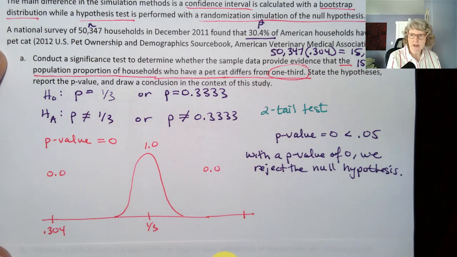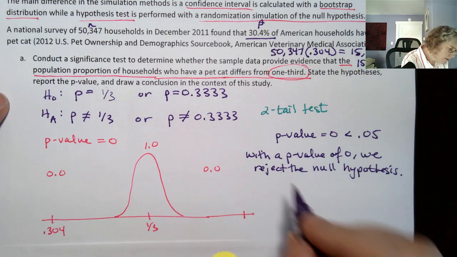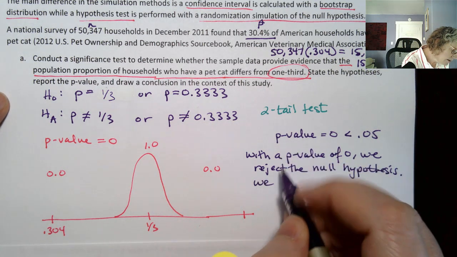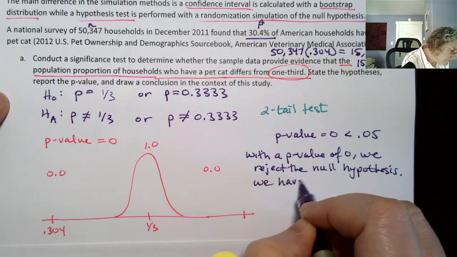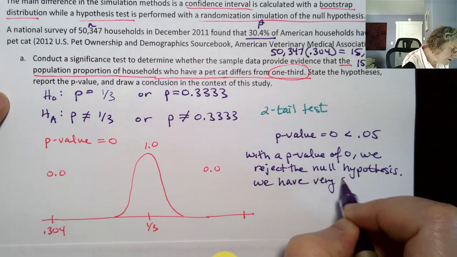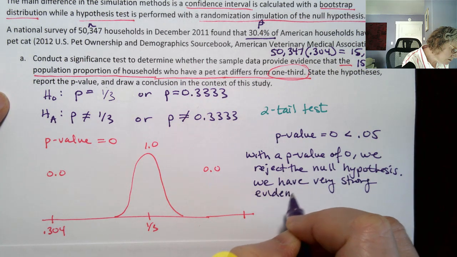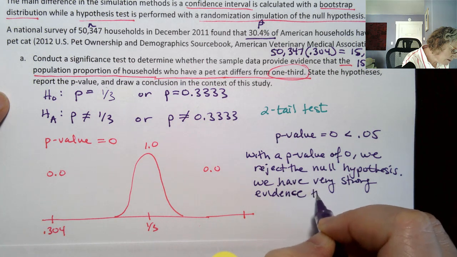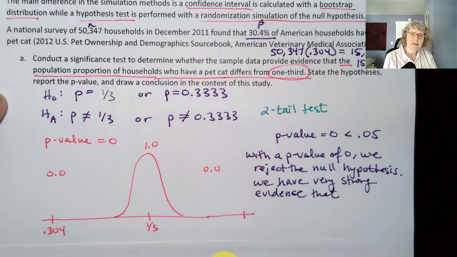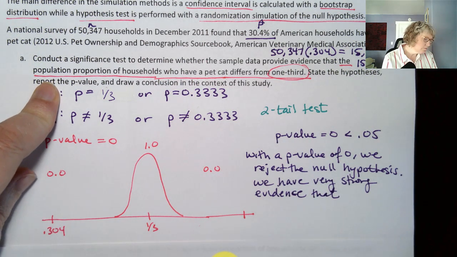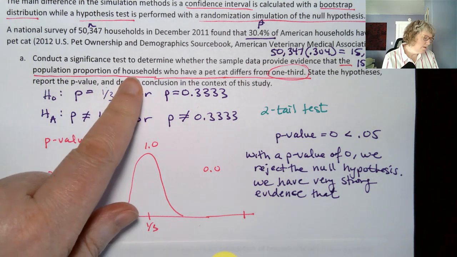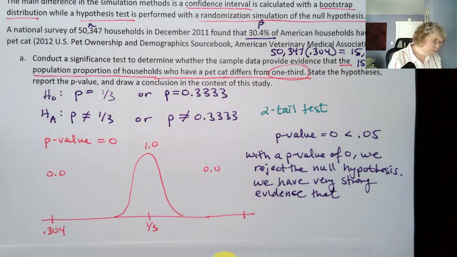And I'm also going to talk about the strength of evidence. We have strong evidence, because we were just talking about that in another video. Very strong evidence that, and then I go back to my claim, the proportion of households who have a cat differs from 1/3.